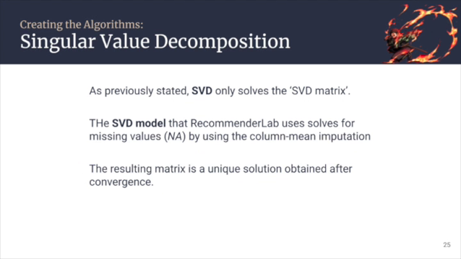Hi, my name is Mark Cunningham, and I'll begin by talking about one of our algorithms, singular value decomposition. Singular value decomposition is accomplished using column mean imputation, which replaces the NA values with column means and further simplifies the matrix until convergence. The solved matrix has ratings for every entry inside the matrix and it has a unique solution obtained after the convergence.